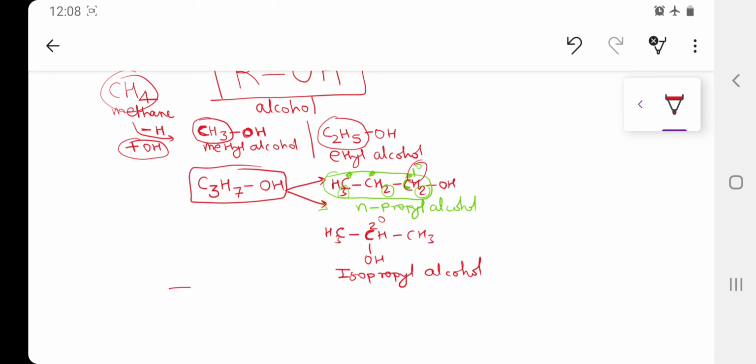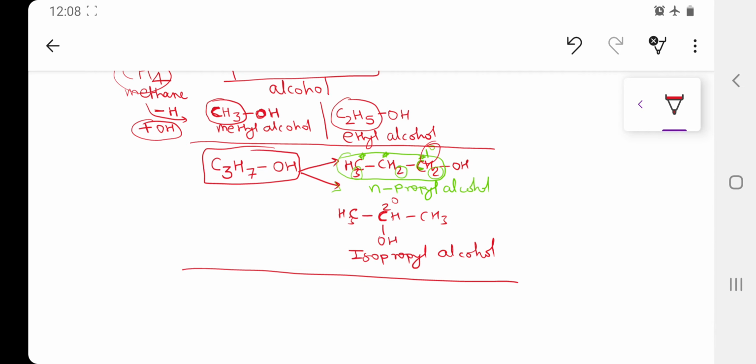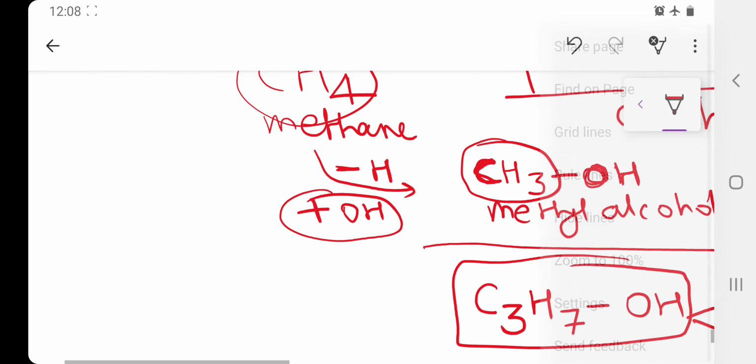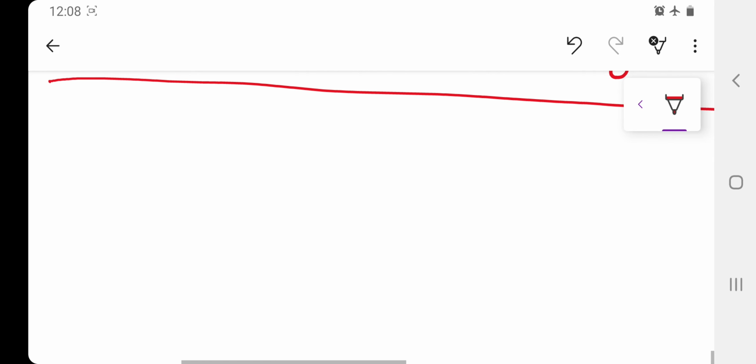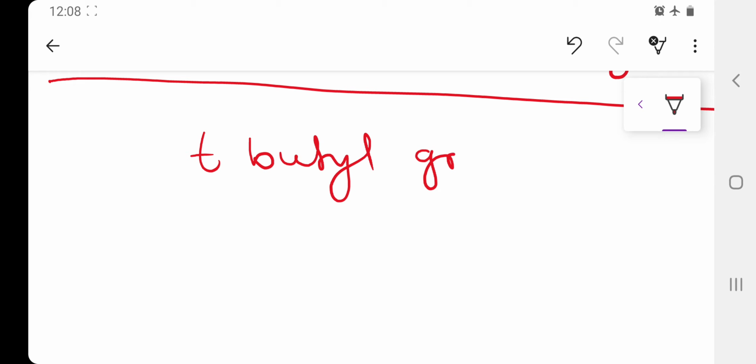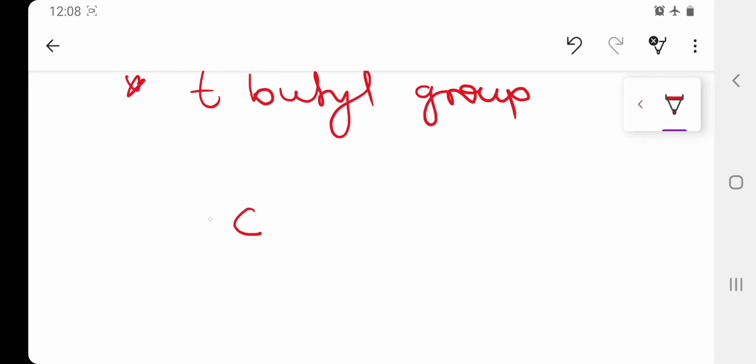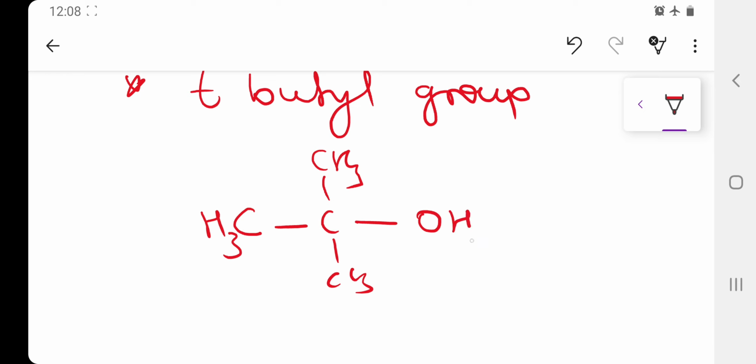If it is isopropyl alcohol, first it is methyl alcohol, ethyl alcohol. C3H7 has two kinds of these groups, N-propyl and isopropyl. Then the third one will be the tertiary butyl group that you have to attach, tertiary butyl group, last one. Then the tertiary butyl group was like this, CH3, C, CH3, CH3, and this will be OH. Then this will be called tertiary butyl alcohol.